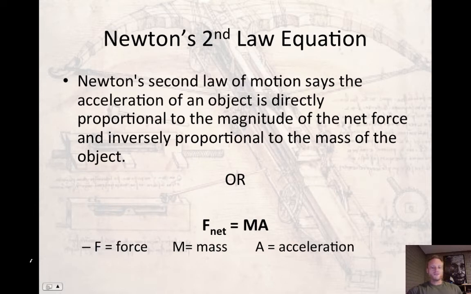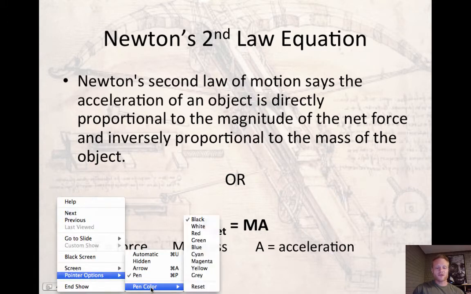Newton's second law of motion basically says that the acceleration of an object is directly proportional to the magnitude of the net force and inversely proportional to the mass of the object. And really, if you take all that gobbledygook and put it into an equation, you get the very famous formula, F net equals ma, or mass times acceleration.